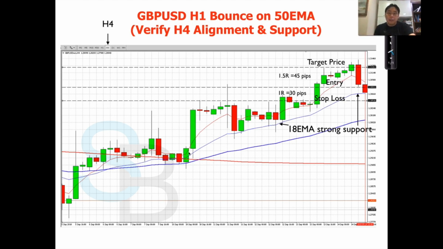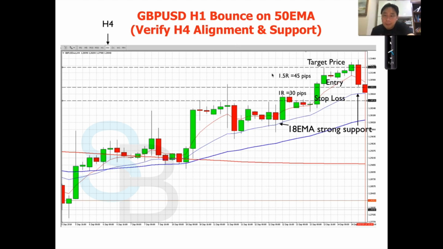Now I want to ensure that the higher time frame is also on an uptrend. So do I also see a clear uptrend? Yes or no? Yes, I see the moving averages in line and in sequence, right? But if I go to H1 and it's a downtrend, then no, both have to be on an uptrend. So H4 must be aligned to H1. Next, I want to make sure that on the H4 time frame, my stop loss is at a safe place as well. My stop loss is below a moving average support that has been tested.